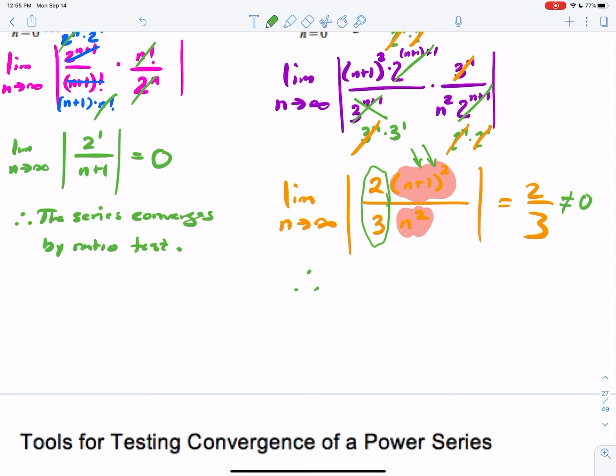So what does that mean? The series diverges by the ratio test.